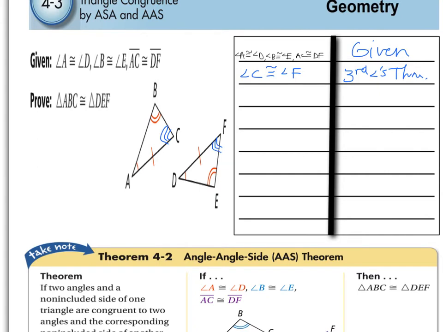And now I could say that triangle ABC is congruent to triangle DEF, and this is by the angle side angle postulate. Okay, they aren't going to do this to you a lot, where they give you one where it's already angle angle side and they want you to find it the other way. They're not going to do that a lot to you.